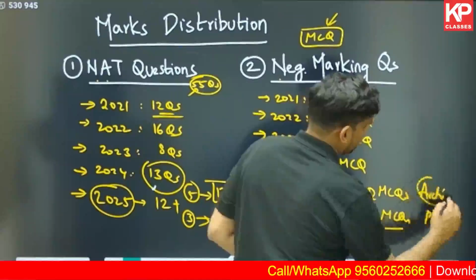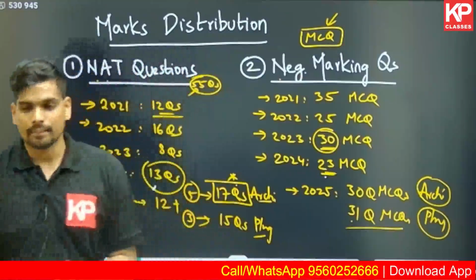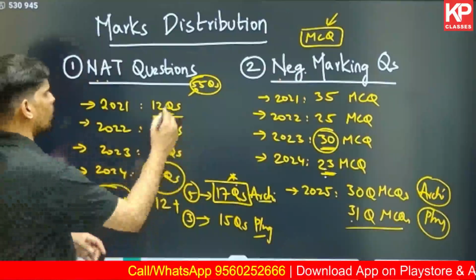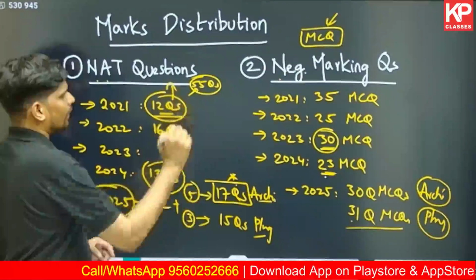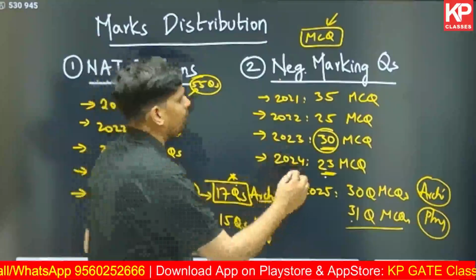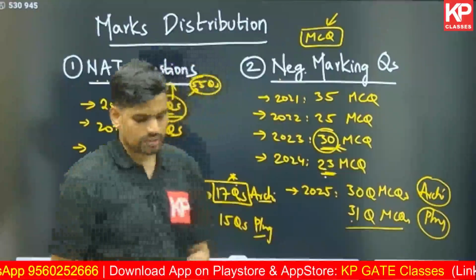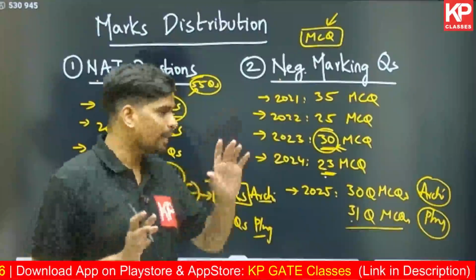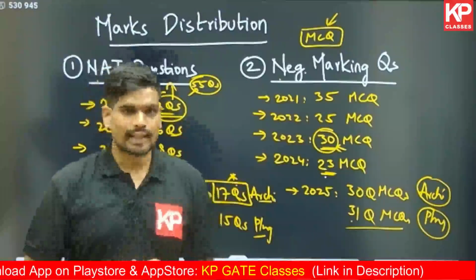So what do you understand? What are the key takeaways from the exam marks distribution analysis? You generally can expect on an average 12 numerical questions to be asked, plus or minus 4 to 5, and on an average 30 multiple choice questions. So the number of questions with negative marking is slightly more than 50%. You have to be extra careful in those questions in the examination.